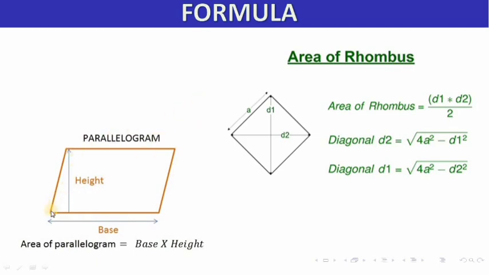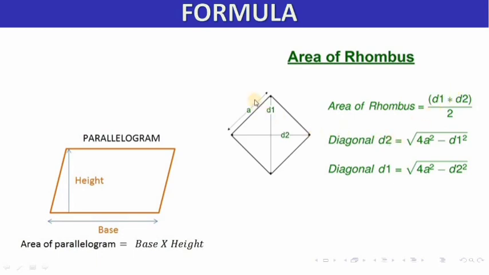There are two diagonals. This one is one diagonal and this is another diagonal. In the case of a rhombus, the diagonals will not be equal. If d1 and d2 represent the lengths of the diagonals, then the area of the rhombus is given by d1 into d2 whole divided by 2. In other words, the area of the rhombus is half into the product of the diagonals. So this is one of the formulas.